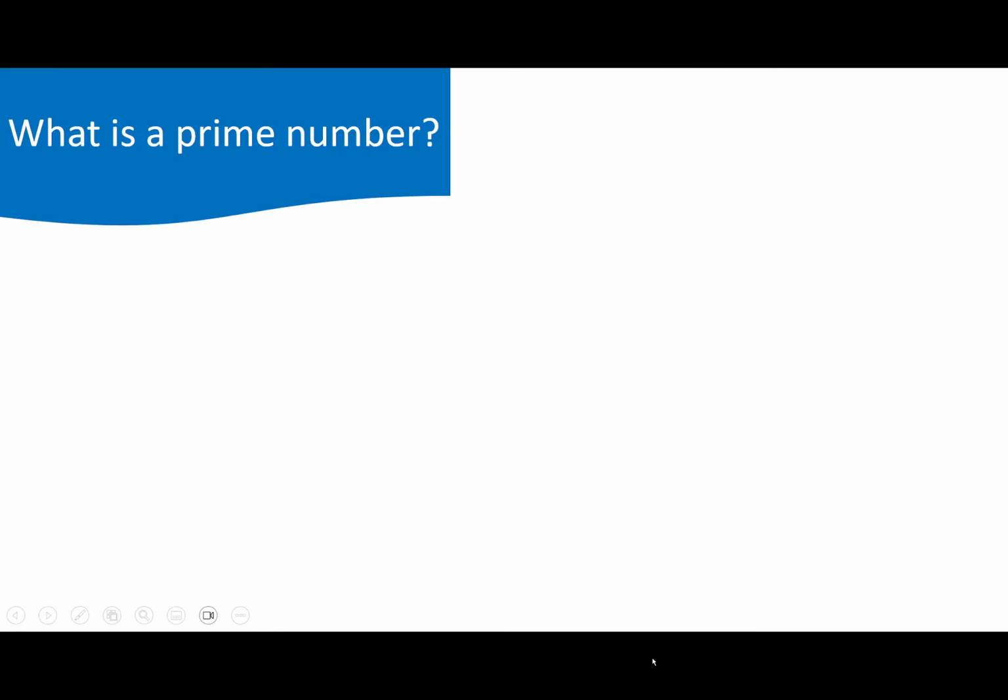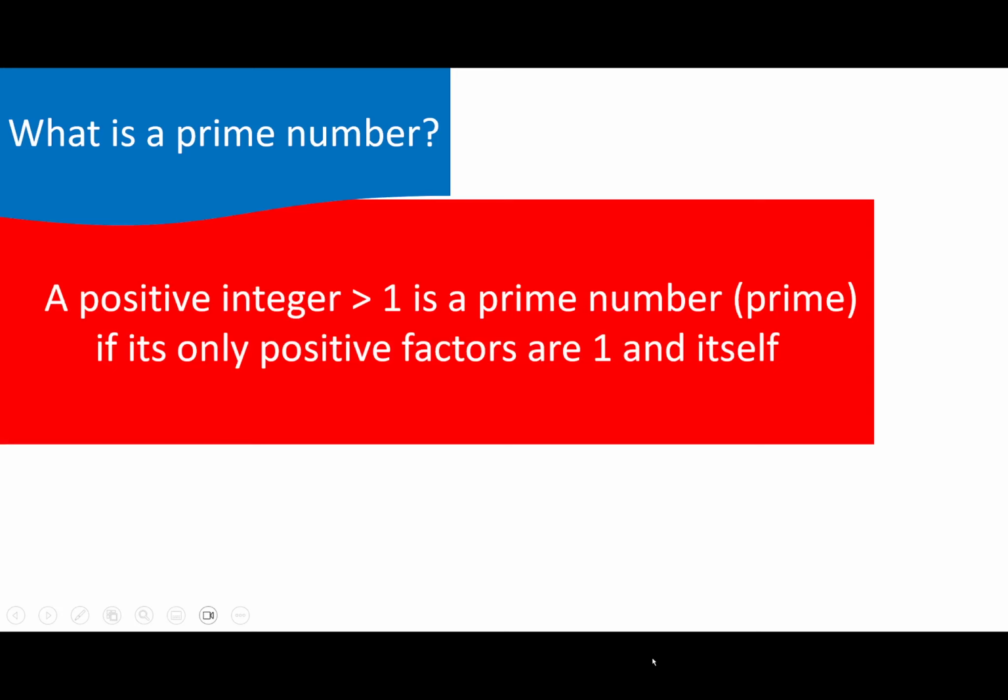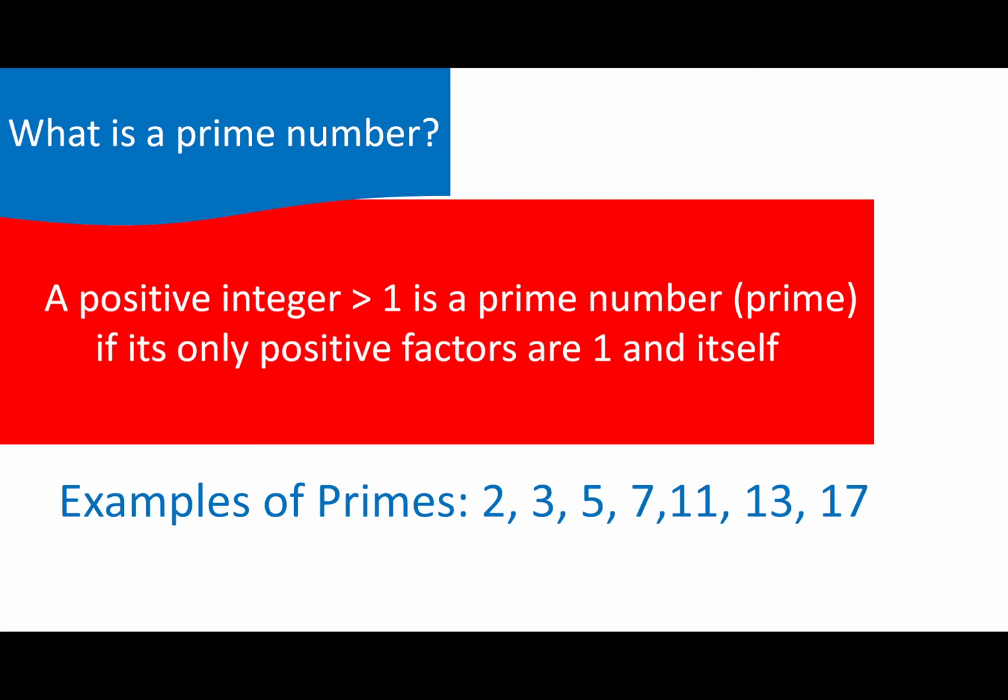What is a prime number? A positive integer greater than 1 is a prime number, we just say prime, if its only positive factors are 1 and itself, which means it can only be divided by 1 and itself. Examples: 2, 3, 5, 7, 13. There's a whole bunch of them.